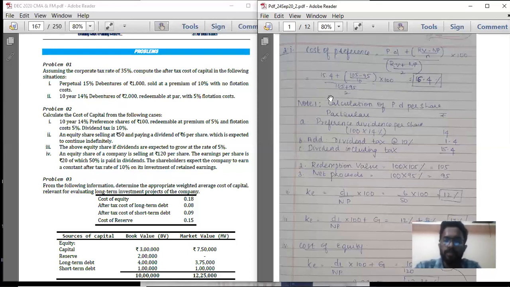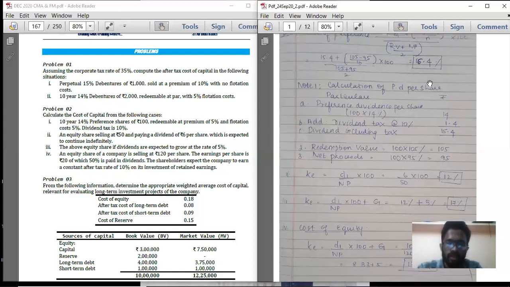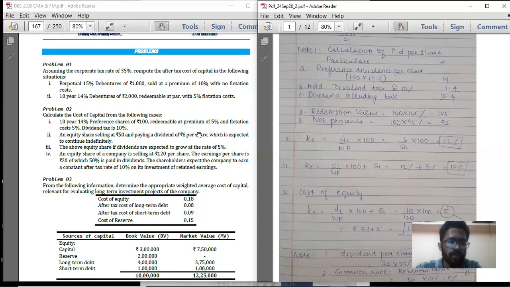Take down one more step, then write this 16.4%. In between, one more step is there, that is 15.4 plus 1 divided by 100, into 100. Then put is equal to 16.4%. Then only you will get full marks. In this note, it has been directly written as 16.4, but go step by step. Okay, with that we have calculated the cost of preference.